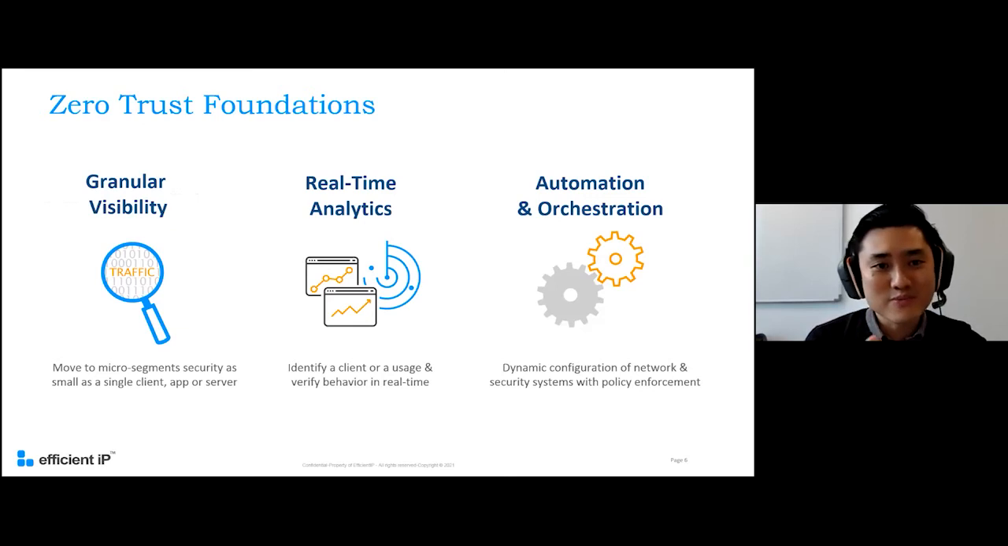In knowing the zero trust foundations, there are three main things you need to consider. Number one is having granular visibility over events on your network, by going down to the microsegments as low as the individual client level. After that, we perform real-time traffic analysis to check the behavior of each client. And lastly, we do the automation and configuration of your network and security systems, which allows us to make sure that the security policies are enforced uniformly across your entire infrastructure.